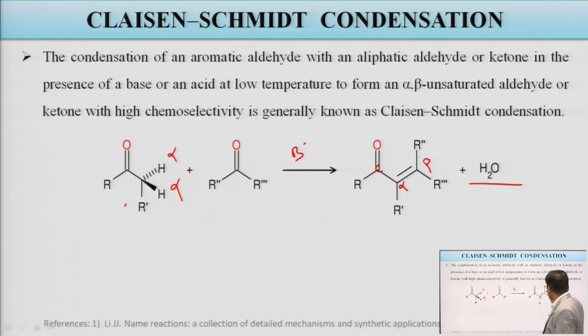So, there is unsaturation in between alpha and beta. So, an alpha beta unsaturated carbonyl compound is being formed in Claisen-Schmidt reaction by the reaction in between a carbonyl compound having alpha hydrogen with a carbonyl compound which does not have alpha hydrogen in the presence of base with the removal of water, and it is known as Claisen-Schmidt condensation reaction. Okay.